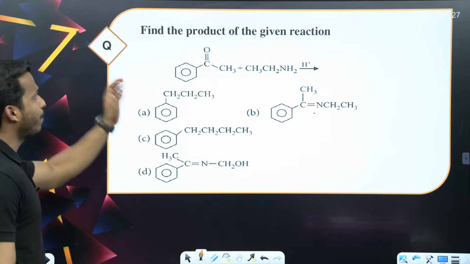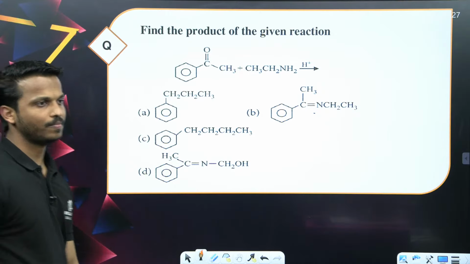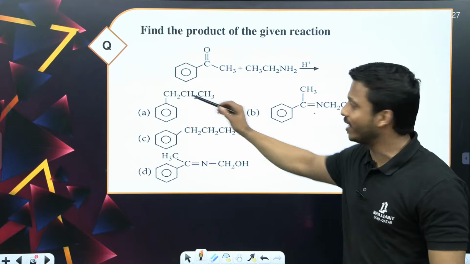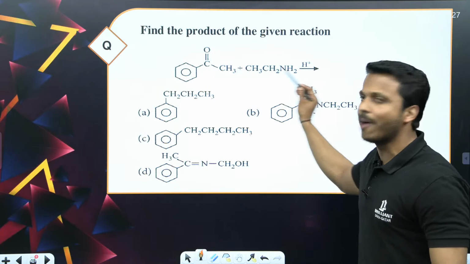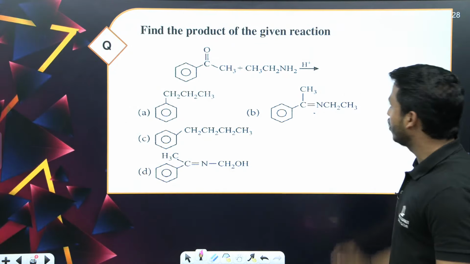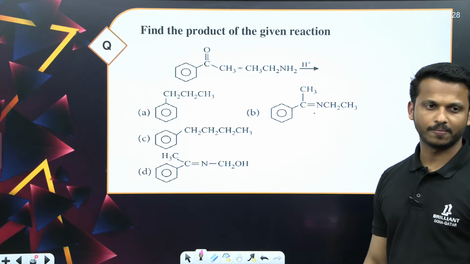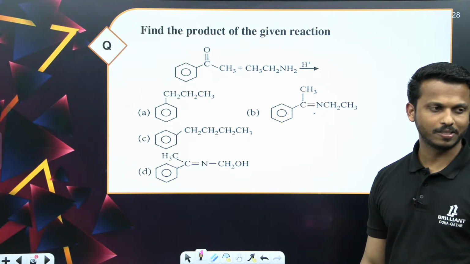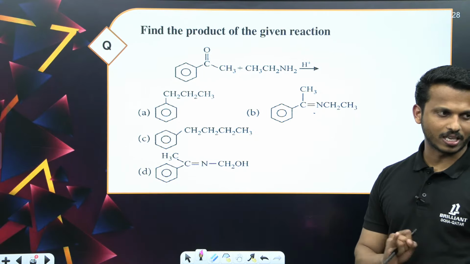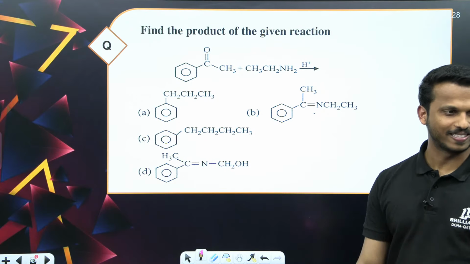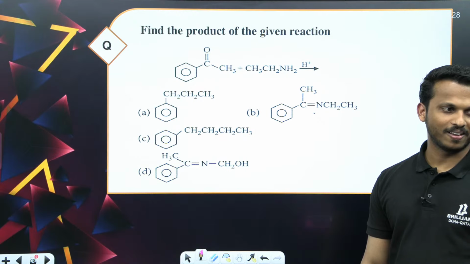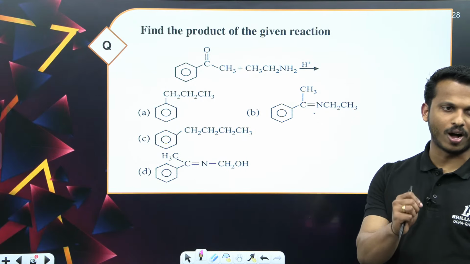Next question, find the product of the given reaction. You can see acetophenone is given here, it's a ketone, and there is an amine given. What happens? A simple reaction, you can answer very fast. I'm giving one minute. Find the product of the following reaction. Okay, one answer is there. Chris has given the answer. Swati, okay. I think most of you are going with B, right?